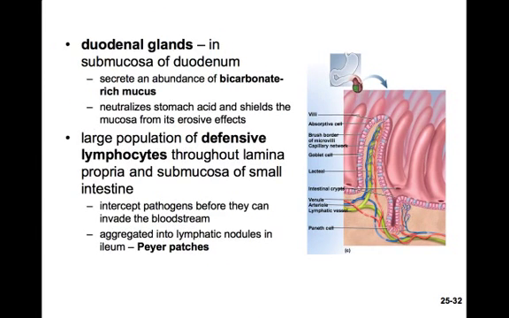In addition to the Paneth cells and defensins, we'll also see that there are defensive lymphocytes throughout the lamina propria within each microvillus. And these defensive lymphocytes are going to intercept pathogens before they can invade the bloodstream. They'll sometimes aggregate into lymphatic nodules, which we see in the ileum as Peyer's patches.